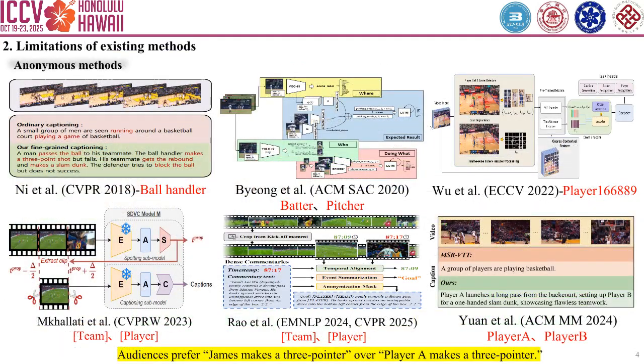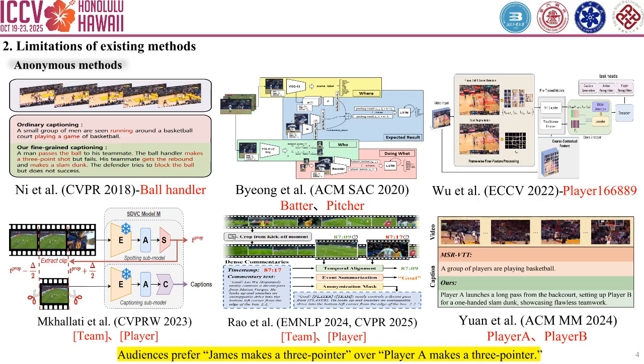To date, existing identity-aware sports video captioning methods can be divided into 2 categories based on how entities are represented in text: anonymous and identified. The core difference lies in the explicitness of entity representation. Anonymous methods, as the name suggests, replace real entity names with pronouns, role names, predefined IDs, or special symbols. While such methods can distinguish different entities and facilitate model training, they still fall short of practical needs. For example, audiences prefer "James makes a 3-pointer" over "player A makes a 3-pointer."